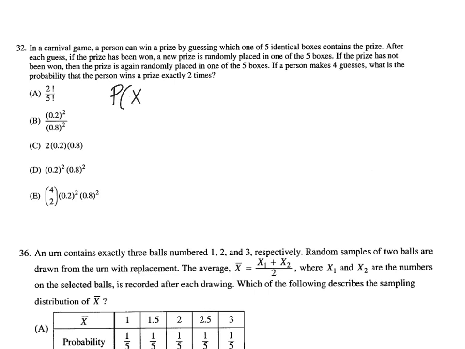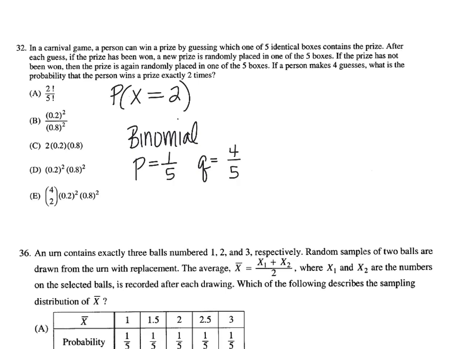So we want to know what's the probability that x is equal to 2. Well, this is a binomial distribution because there's a chance that they're going to win or there's a chance that they don't. So there's either a win or a fail, a success or a fail. So in this case, P is 1/5, which is 0.2. That's the probability of a success. The probability of a failure then is 4 out of 5.